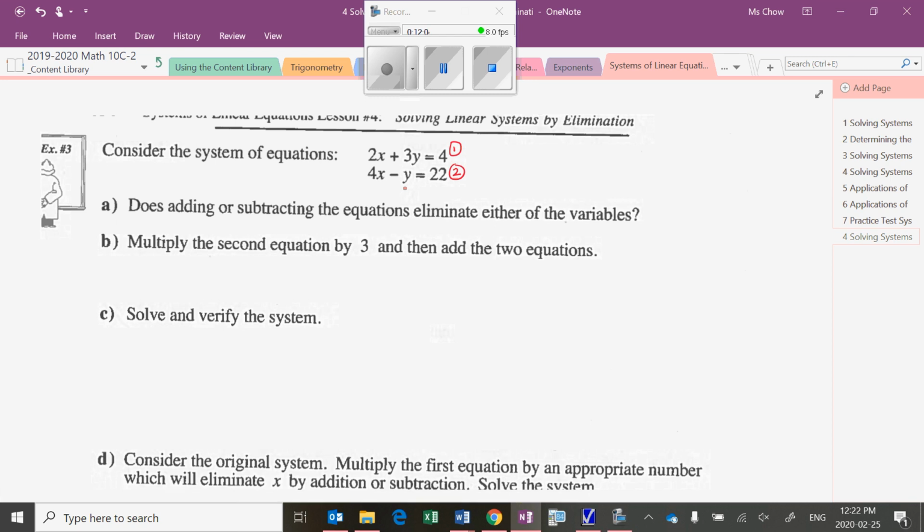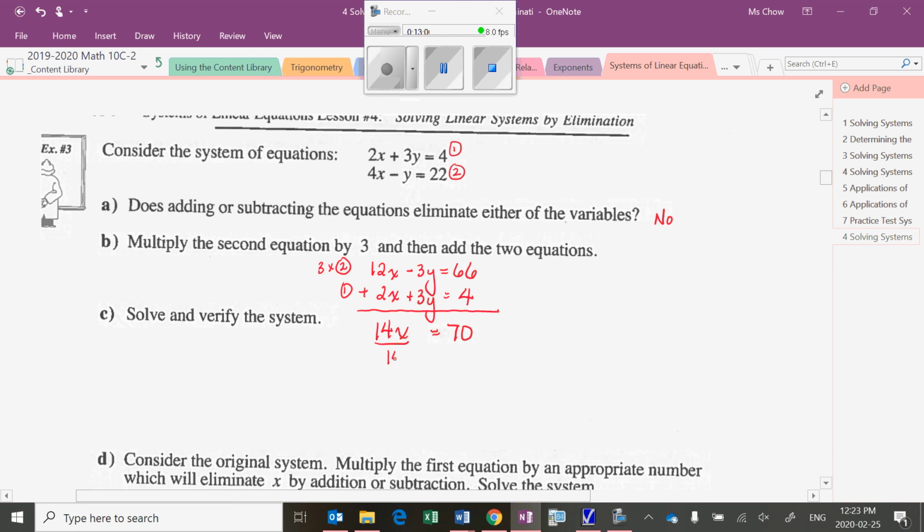So if you take a look, it says part A, does adding or subtracting the equations eliminate either of the variables? No, it does not, and therefore you have to multiply one of the equations or both first. Okay, so the easiest way, as I indicated, and they've got right here, multiply the second equation by 3. So 3 times equation 2 gives us 12x minus 3y equals 66. And then I'm going to write down equation 1 right underneath, which is 2x plus 3y is equal to 4. Now that we have the same but opposite coefficients, we're going to add them together, which gives us 14x. 0y, which I don't need to write, 14x is equal to 70.